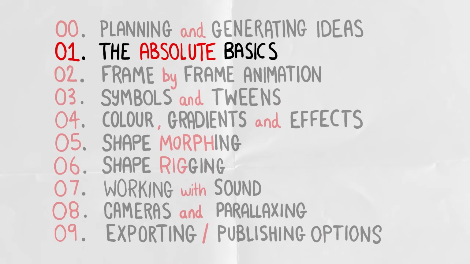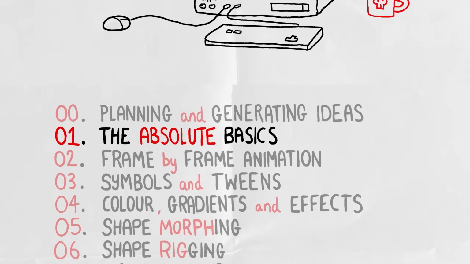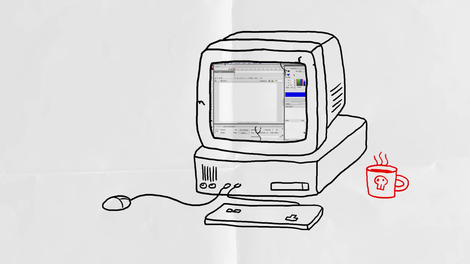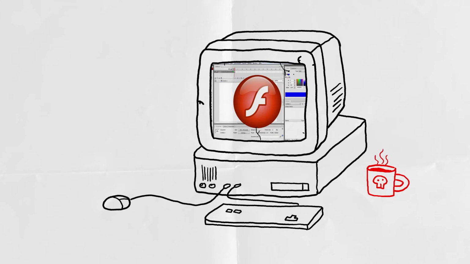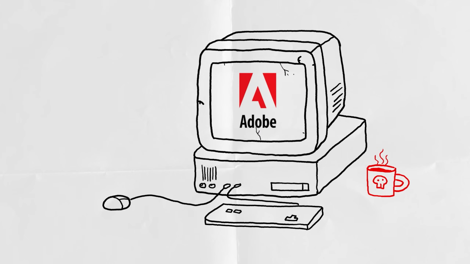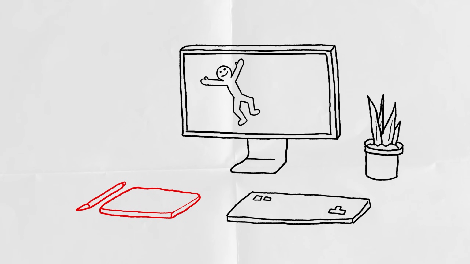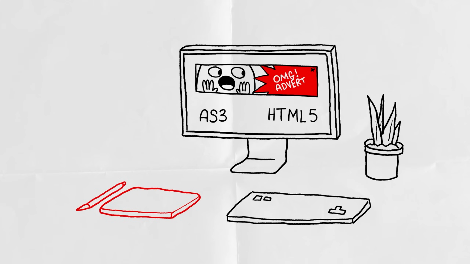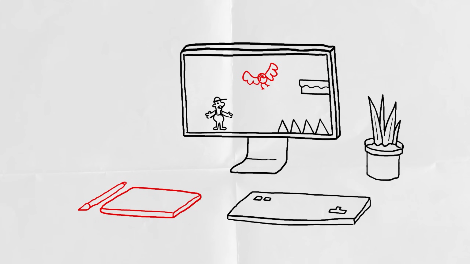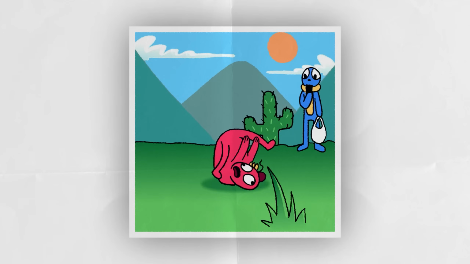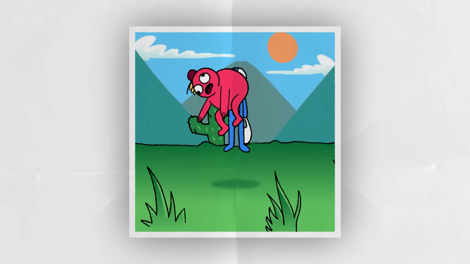Part 1. The absolute basics. So, what even is Adobe Animate? Well, it started its life back in the day as Macromedia Flash before it was bought by Adobe and eventually rebranded to Adobe Animate. It's used for making animations, interactive web content using ActionScript before and HTML5 now, and Flash games.